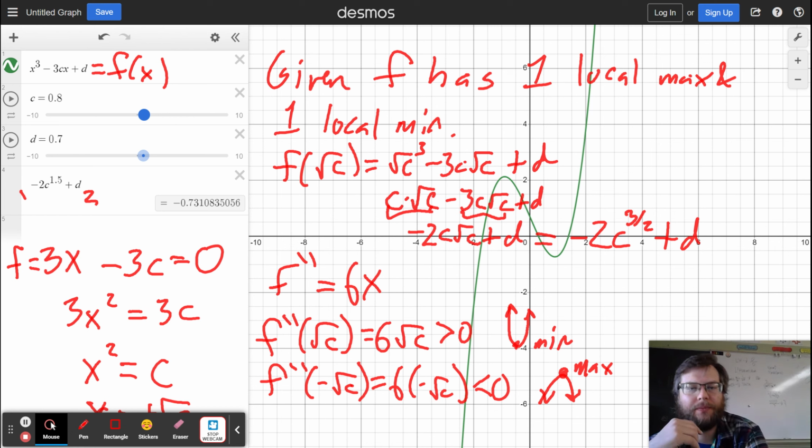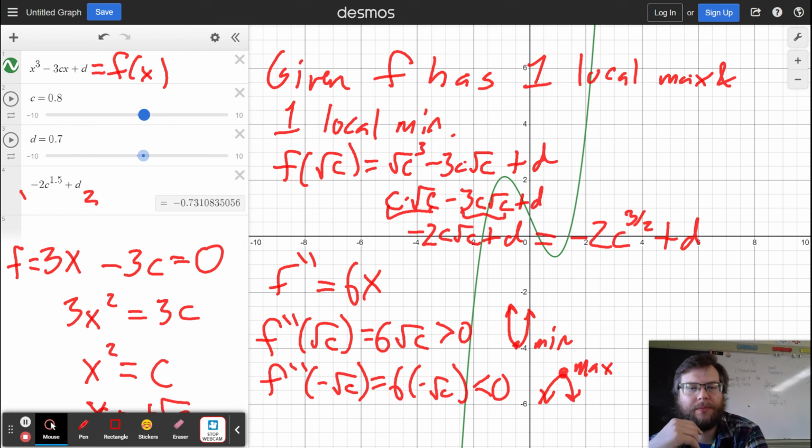I think I must have written something backwards before, because I'm looking at my answer and I'm looking at what I wrote up here, and I think that this inequality is written backwards, because for there to be 3 x-intercepts, I need this d value to be smaller than 2c to the 3 halves to make my minimum smaller than 0 to get 3 x-intercepts. So sorry, I think maybe I said the right thing, or I just wrote the wrong thing. I think I was backwards.